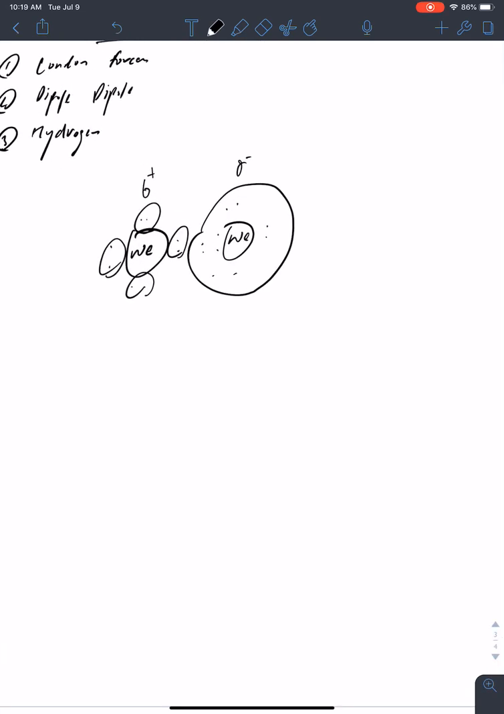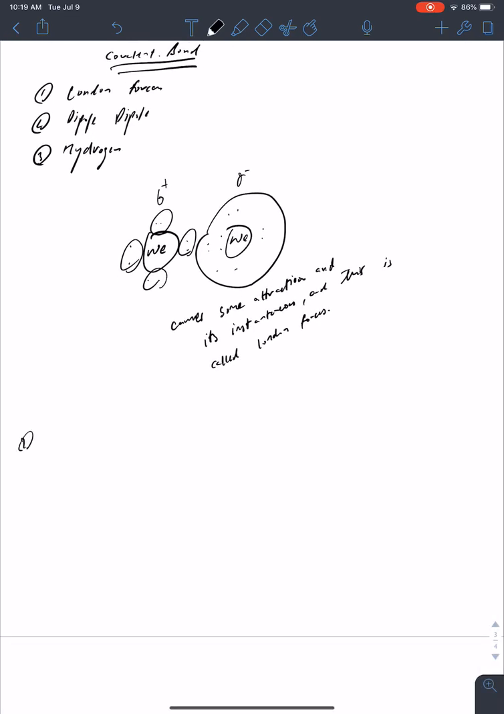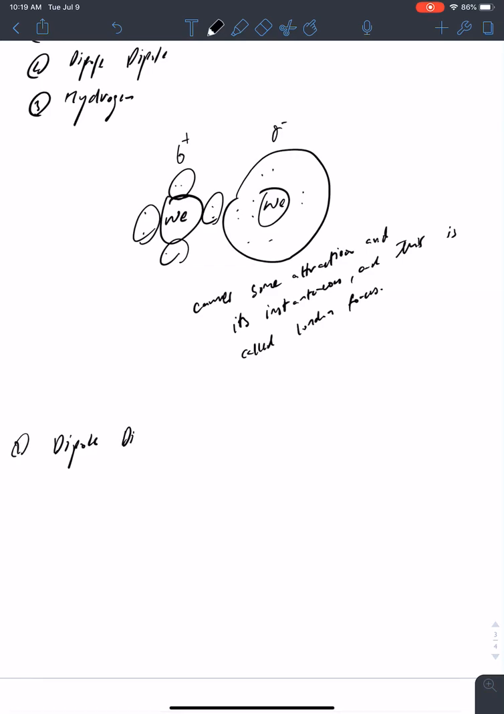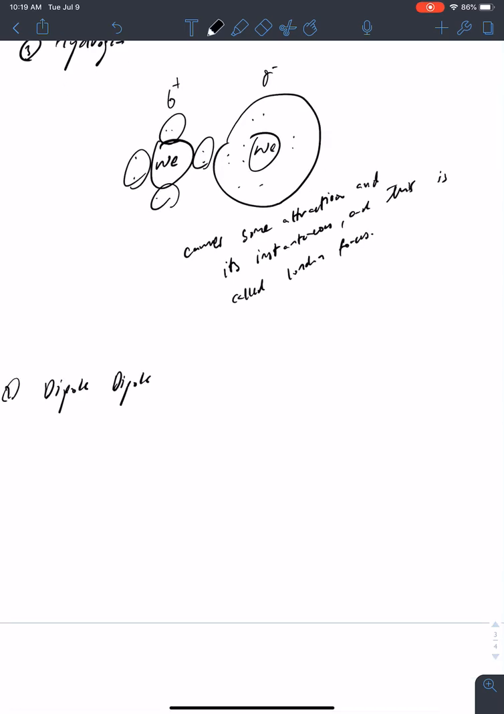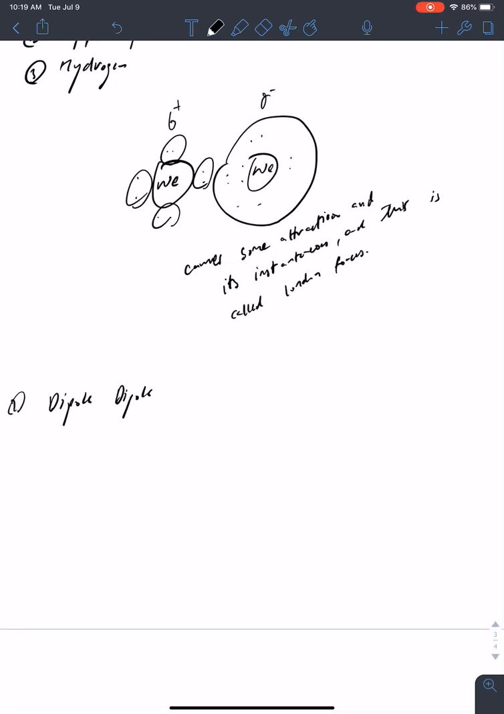The very minor polarity causes some attraction, right? And it's instantaneous. And this is called London forces, right? The second one is called dipole. So what dipole is, basically it's the same as the first one, but at a bigger scale.